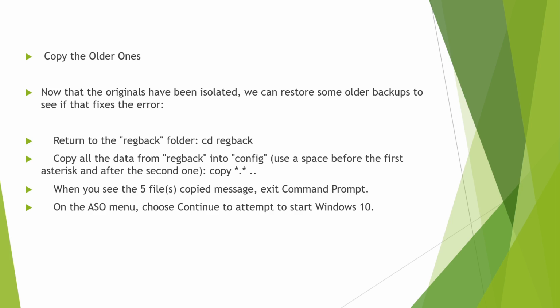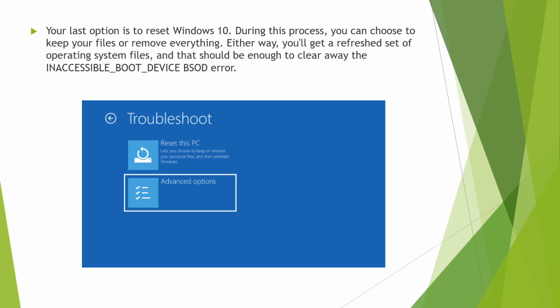Copy the older ones. Now that the originals have been isolated, we can restore some older backup to see if that fixes the error. Go to the regback folder by cd regback, copy all the data from regback into config. Use a space before the first asterisk and after the second one: copy *.* space ..\*.* When you see the files copied, exit Command Prompt. On the ASO menu, choose Continue to exit and continue to Windows.